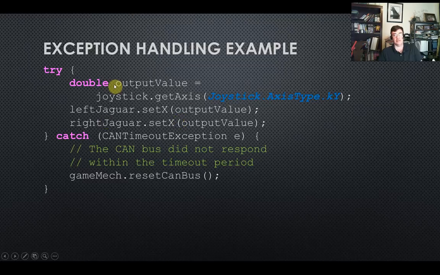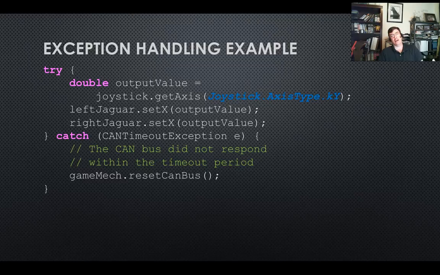We then take that variable outputValue and we pass it as a parameter to the setX member of leftJaguar and the setX member of rightJaguar. So we're going to set the output of both the left and the right Jaguar motor controllers to the same value we received from that joystick.